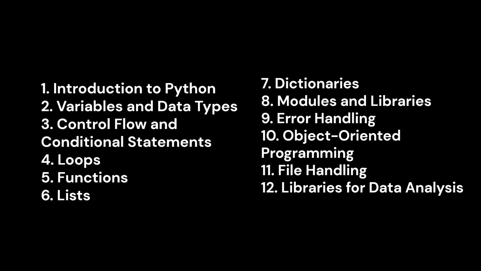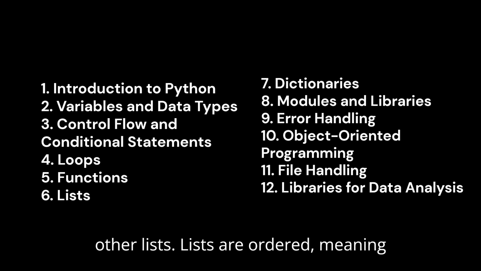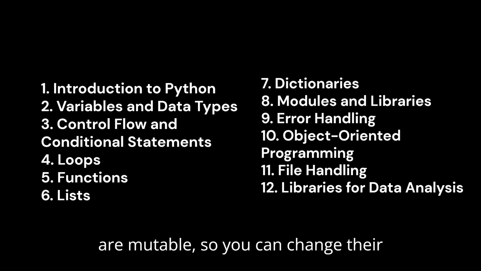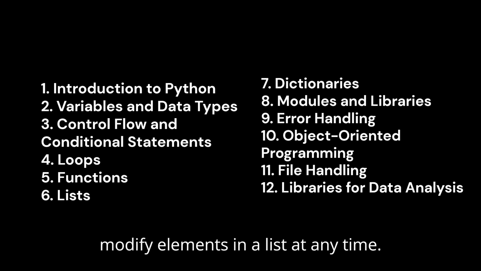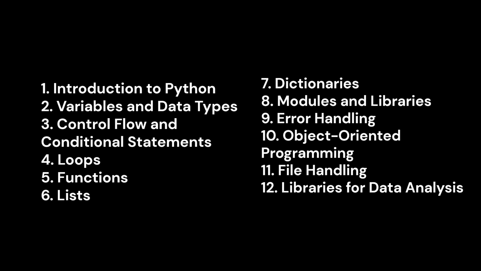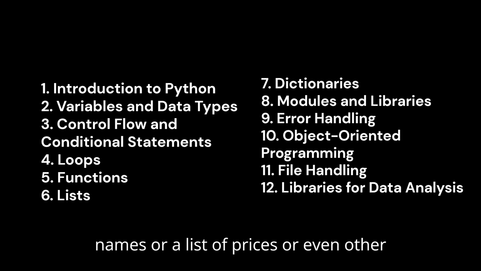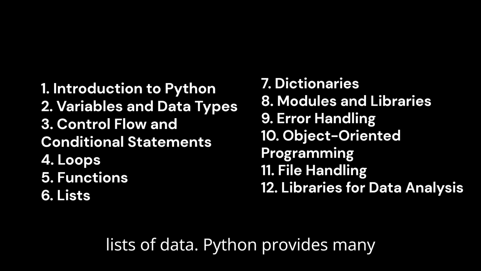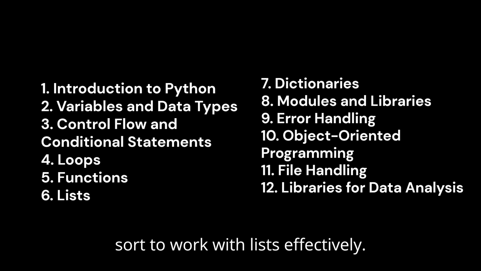6. Lists. A list in Python is a collection of items which can be of any data type, including other lists. Lists are ordered, meaning the items have a specific order, and they are mutable, so you can change their content. You can add, remove, or modify elements in a list at any time. Lists are versatile and commonly used to store related data. For example, you might store a collection of student names, or a list of prices, or even other lists of data. Python provides many built-in methods, like append, remove, and sort, to work with lists effectively.